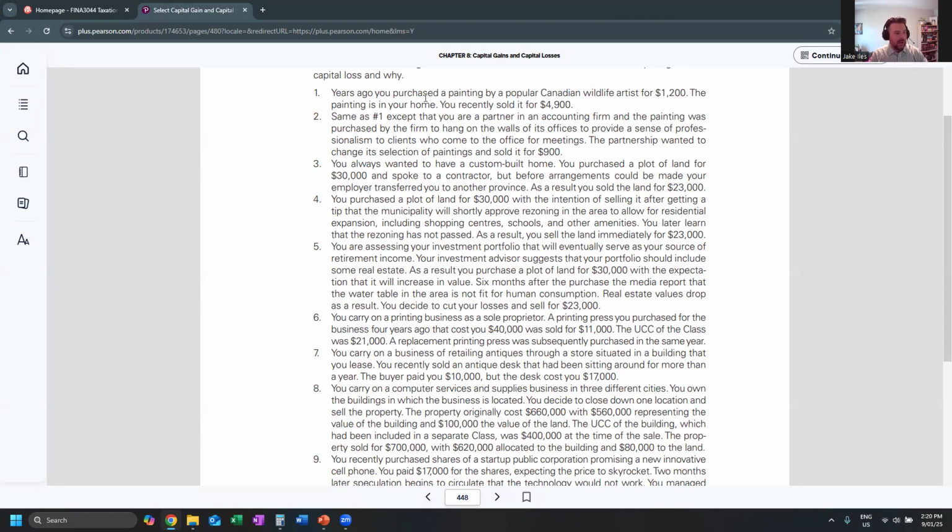Case 2 is the same as 1, except instead of my home, it's hanging on the walls of my office space that I own. The partnership wanted to change the selection and sold the painting for $900. If it was a personal painting, its drop in value could not be realized as a capital loss. Because it's now office decor related to my business, that drop in value could be a capital loss if it's considered a non-depreciable asset. If it is considered depreciable, then there's no capital loss. We'll sort that out with recapture.